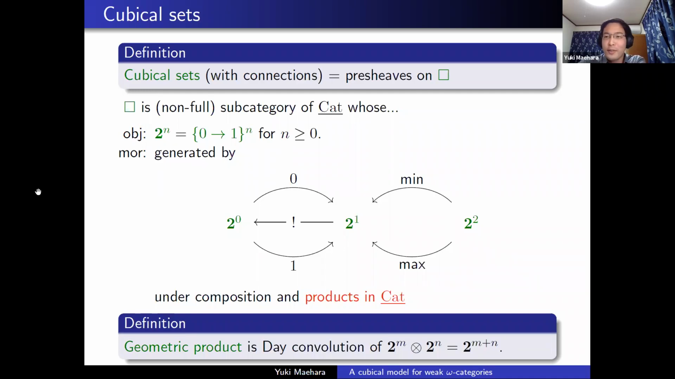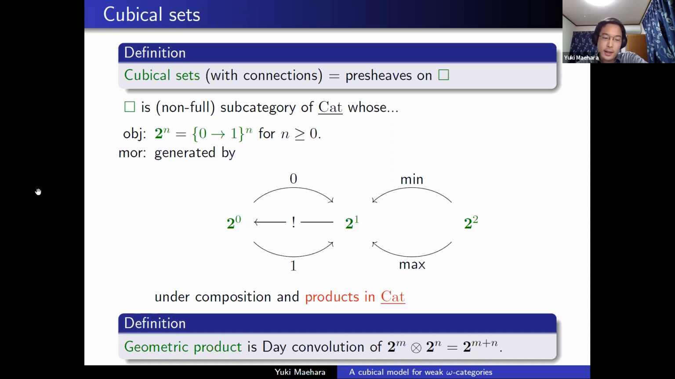In some sense, all the good features of our model should come from this geometric product, and I will make that a tiny bit more precise later. But anyway, that's the slogan: all the good features of our model should come from this geometric product. Anyway, this is, at least for this talk, what I mean by cubical sets. And now back to this third way of looking at omega categories.